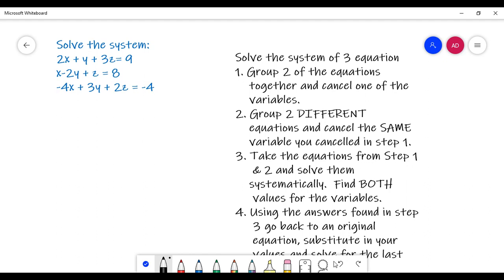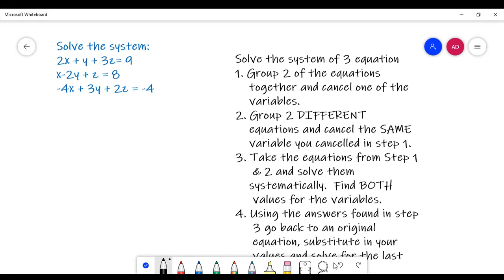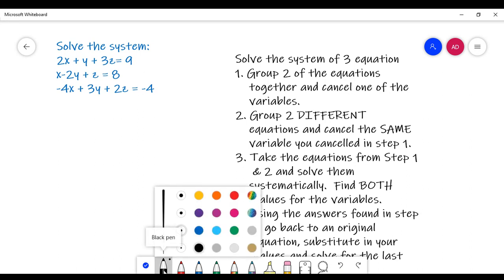Okay, so the math dealer here, and today we are going to learn how to solve a system of three equations without using matrices. I know we're going old school, but you know what? Us Algebra 2 teachers, sometimes we like it that way. Okay, so the first thing we're going to do is follow these steps.